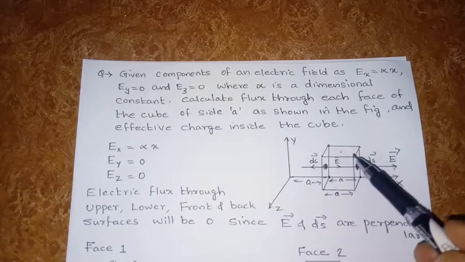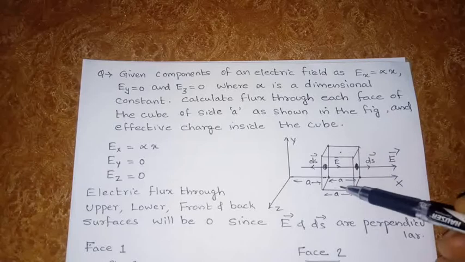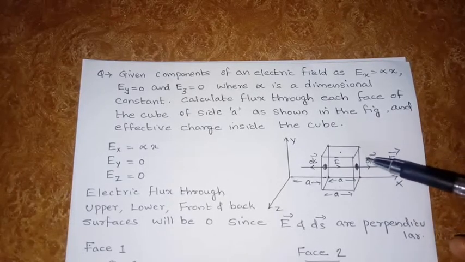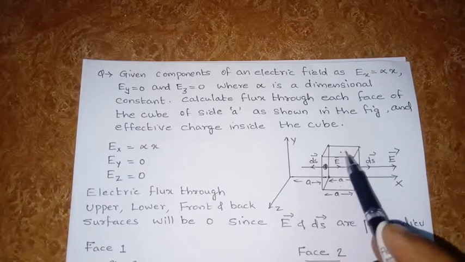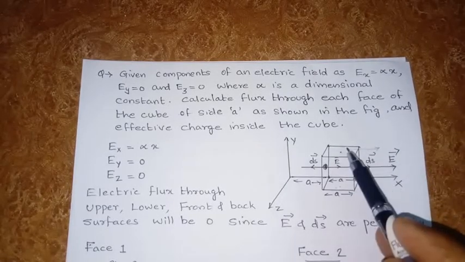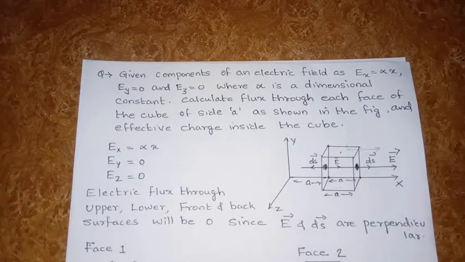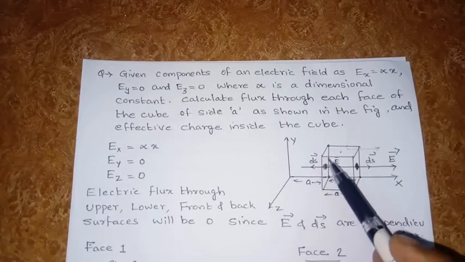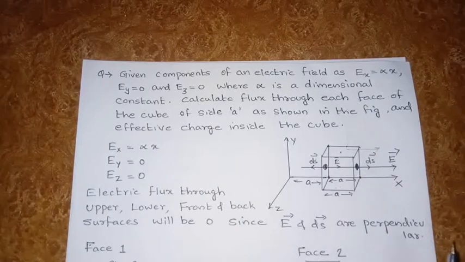Now let us consider the other surfaces: the top surface, bottom surface, front surface and back surface, because a cube has 6 surfaces. If I consider any of those surfaces, the electric field and area vector will be perpendicular to each other, therefore the flux contribution will be 0. The flux contribution is there only due to the leftmost surface as well as the rightmost surface.